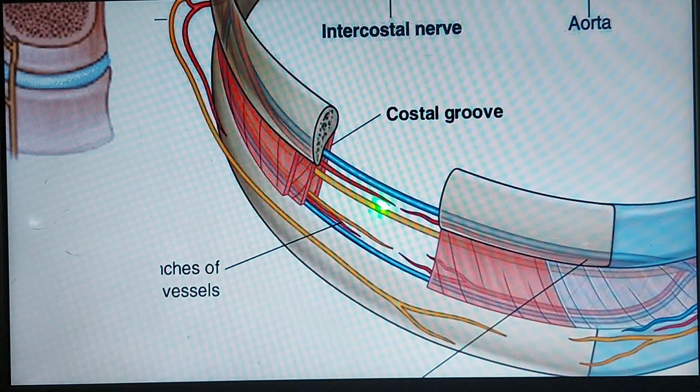This is the nerve, and this is the internal intercostal. It is the innermost intercostal. In between there is a costal groove. In here, the costal groove, we see the yellow is the intercostal nerve. Above this there is the intercostal artery, and most above there is the intercostal vein. Three things in the costal groove. The sequence is the vein, artery, and the nerve.